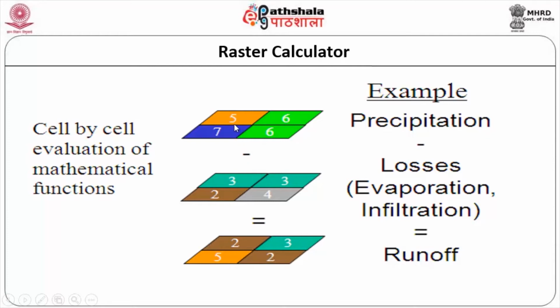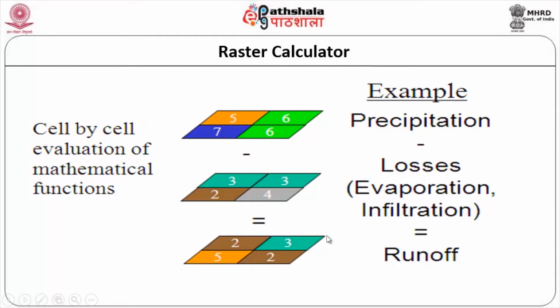To make a calculation, you just have to overlay, and then use a simple arithmetic symbol, either minus or plus or whatever you want. So, when I take this precipitation subtracted by the losses and evaporation, the resulting output will be runoff. Do not worry about the context here; it is only this layer minus this layer giving you this layer. 5 minus 3 will be 2, 6 minus 3 will be 3, 7 minus 2 will be 5, 6 minus 4 will be 2.